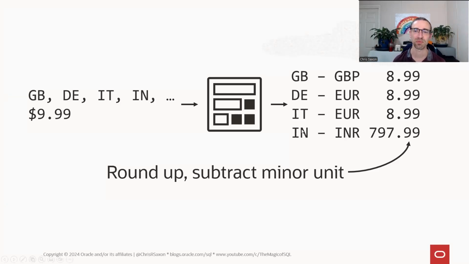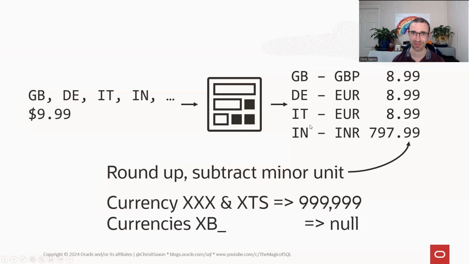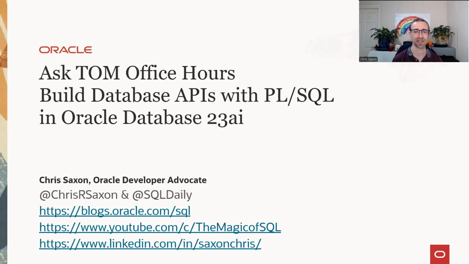Then there are also some special currencies that we want to handle. There's XXX and XTS, the invalid or testing currency codes. If we get any of those as input, we're just going to return a bunch of nines as the output. It doesn't matter what the input is. Then there are some European bond currencies, which start with XB. If somehow we get any of those in, we're just going to return null. So there's some special logic and handling that we need to do here. Let's see how we're going to do it using the latest features in Oracle Database 23ai.